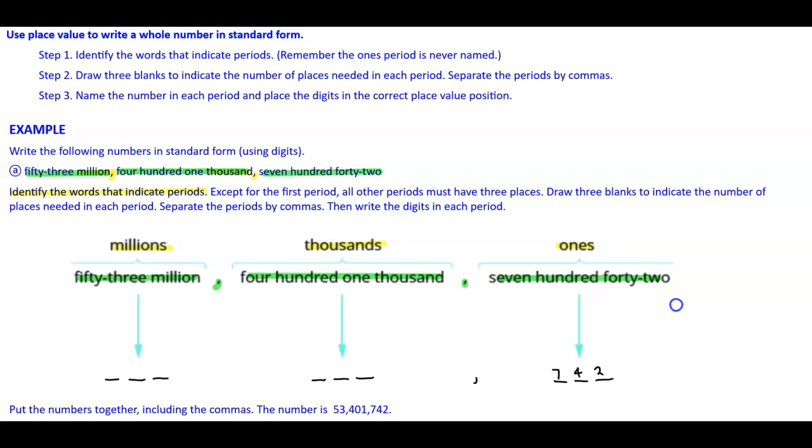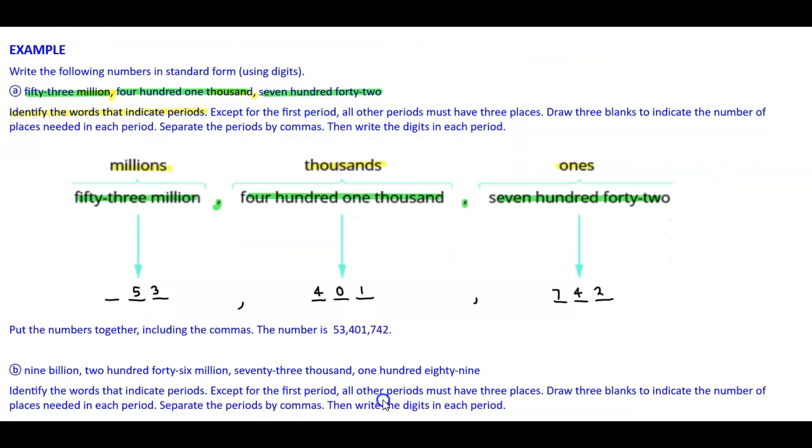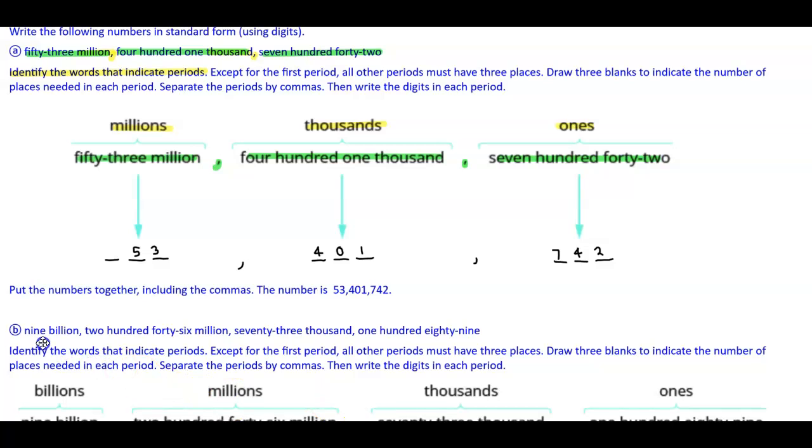The next one is we have 401,000. So 401 is written as 401, and then we have our comma. And then the last one is 53 million, so we only have 5 and then 3. And so therefore, put the numbers together, including the commas, the number is 53,401,742. Okay, now we're going to do the same thing for the next example.